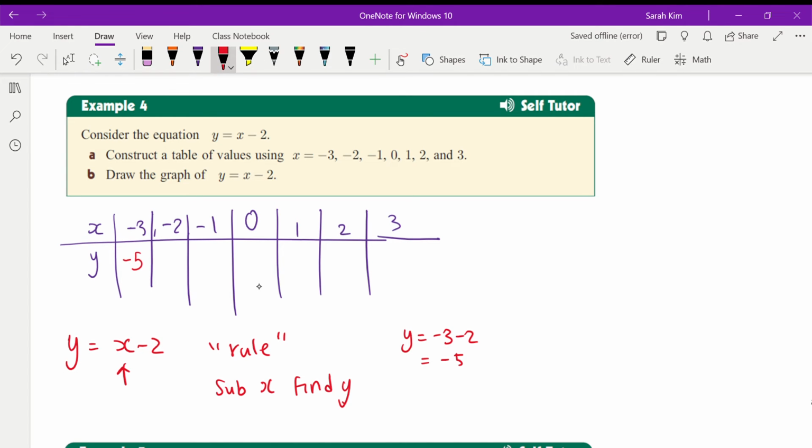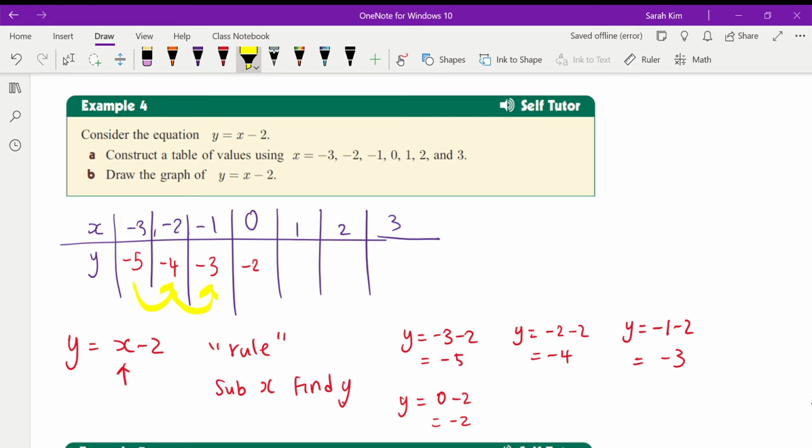Next one, y equals negative 2 take 2. It'll be negative 4. Y equals negative 1 take 2. It'll be negative 3. Y equals, instead of x you put 0 take 2, so that'll be negative 2. Now I can see that there's a rule. There's a rule that each of these increases by 1. So I should hopefully know that this should be negative 1, but I'll just double check just to be sure. So it should be y equals 1 take 2, so that's negative 1, which is correct.